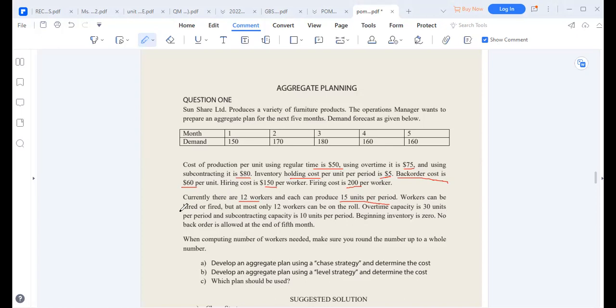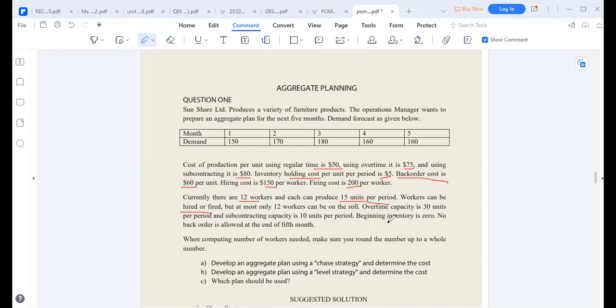Workers can be hired or fired, but at most, only 12 workers can be on the roll, meaning that in each month, we shouldn't have workers exceeding 12. Overtime capacity is 30 units per period, and subcontracting capacity is 10 units per period.